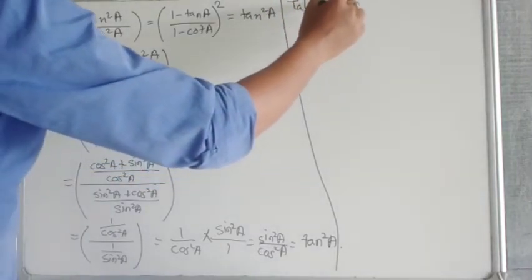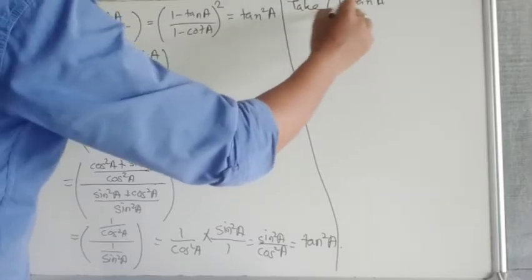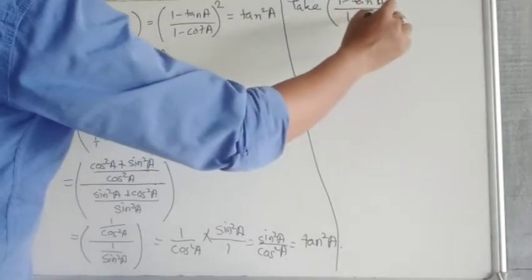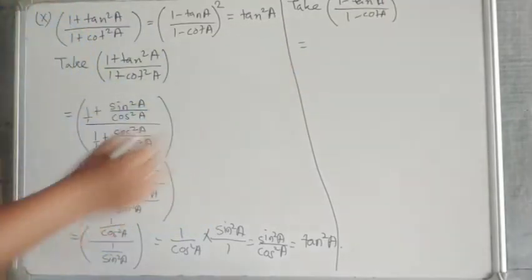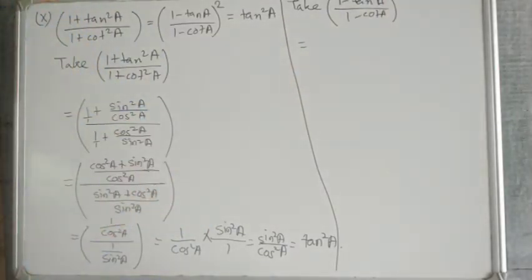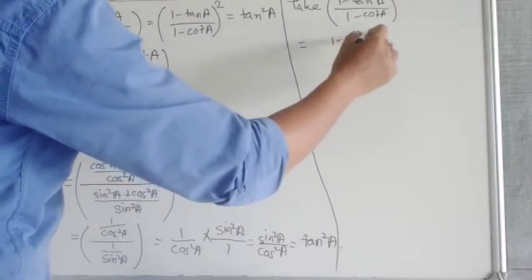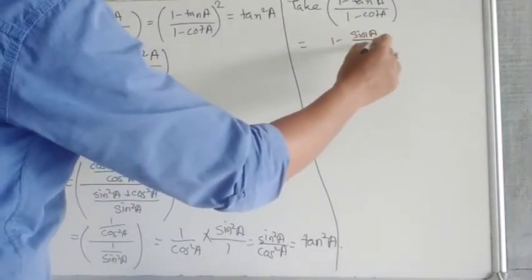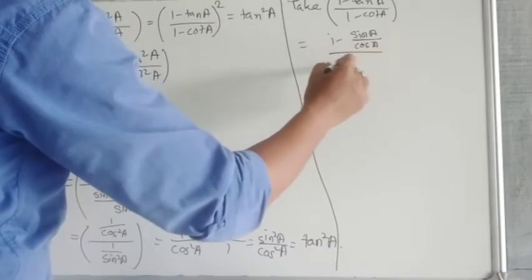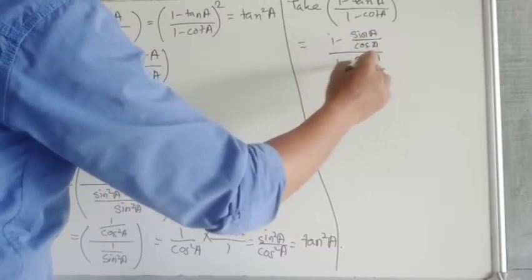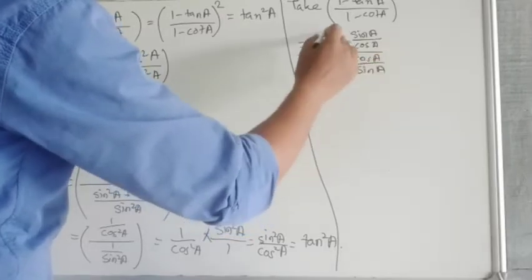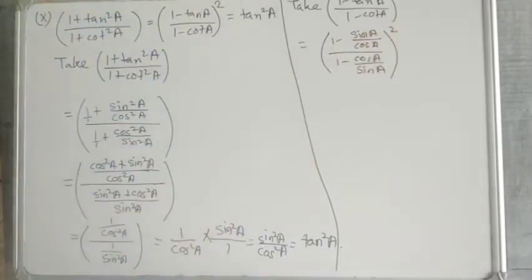Take (1 minus tan A by 1 minus cot A) whole square. The process is more or less the same, only the calculation will be a little different. Here it was a square, so we put sin square and cos square. There is tan A, so we'll just put sin by cos. So tan form: (1 minus sin A by cos A) by (1 minus cos A by sin A) whole square.